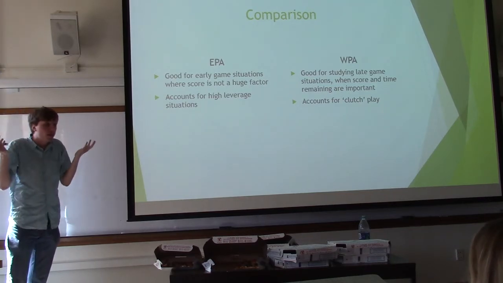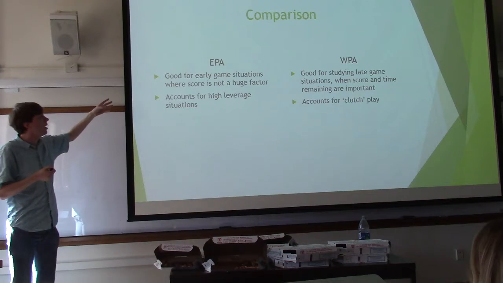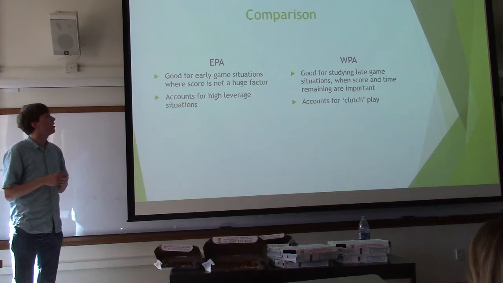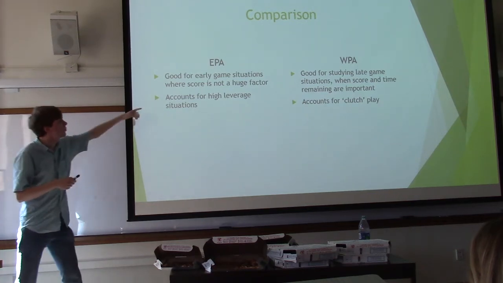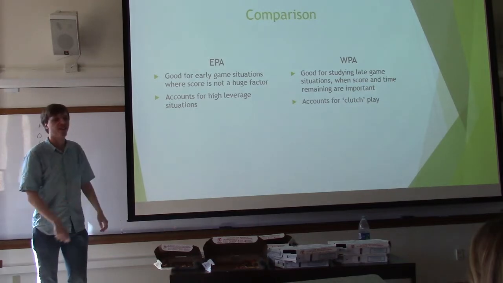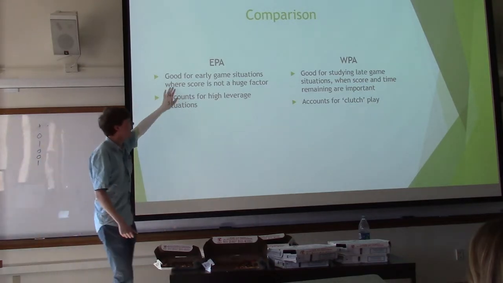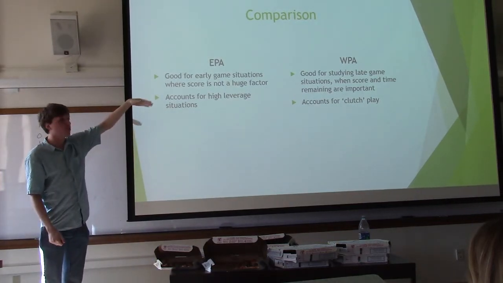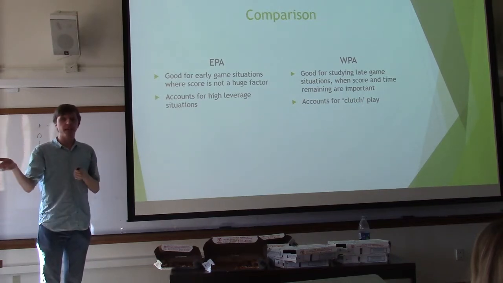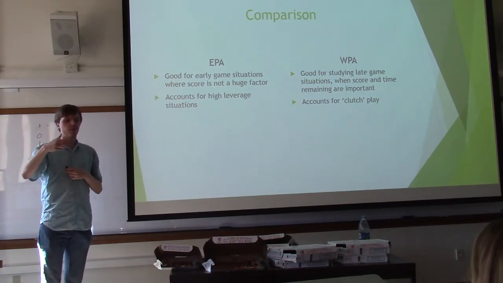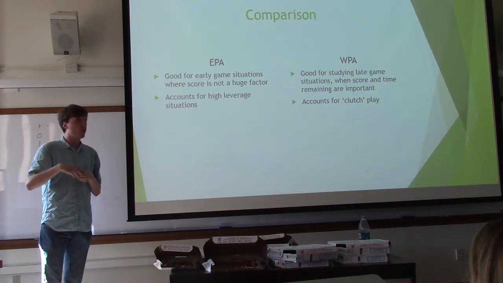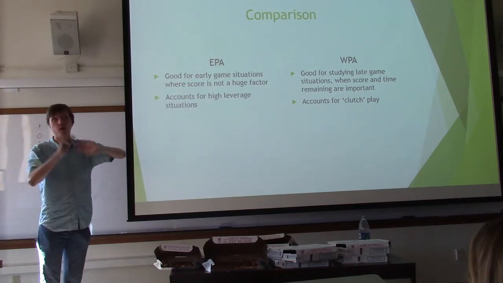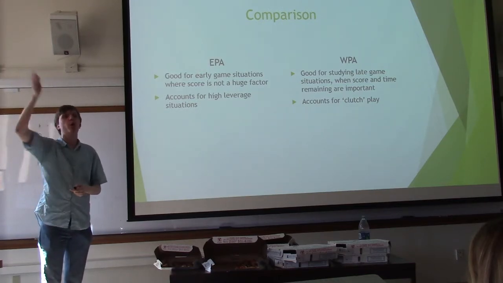So, comparing the two. Well, EPA is good for the early game, where score and time are not a huge factor. Why did I write this? This is wrong, excuse that. It is the opposite of that. That should be over here. WPA is good for studying late game situations. In that 2nd and 1 from the 3-yard line with 3 seconds to go and down by 2 points, WPA is going to absolutely tell you to kick the field goal. No brainer. Your chance of winning goes way up when you kick the field goal.